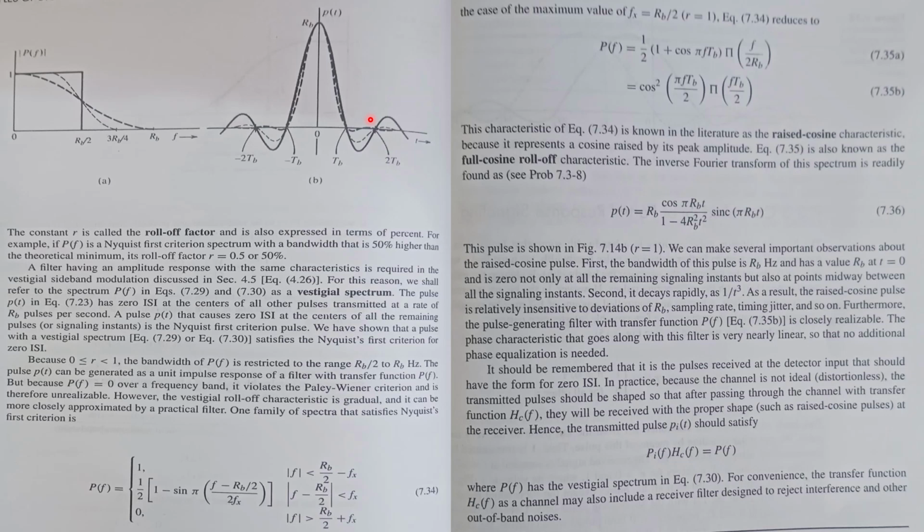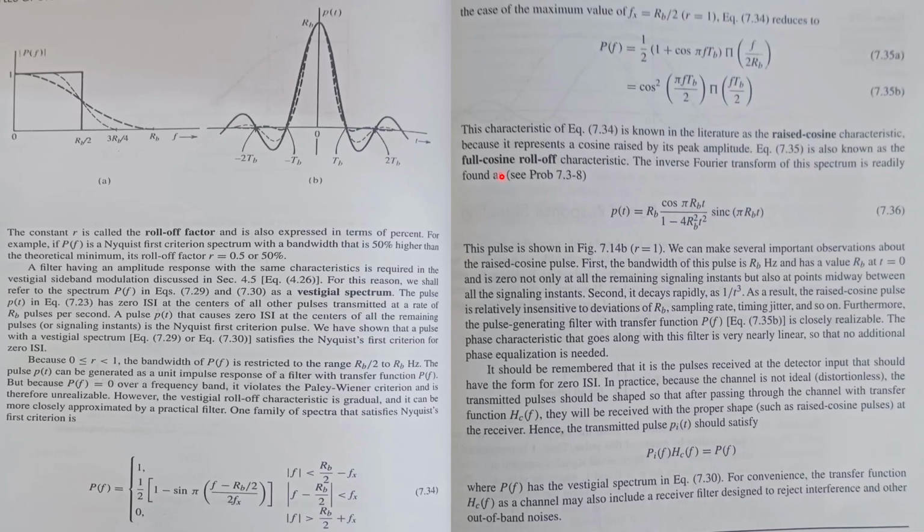Okay, so here in the time domain, this is in the frequency domain, same things. The P(f) you can convert into the time domain, and this characteristic is also called the raised cosine characteristic because it represents the cosine raised in the peak amplitude, right? This is your cosine raised only.